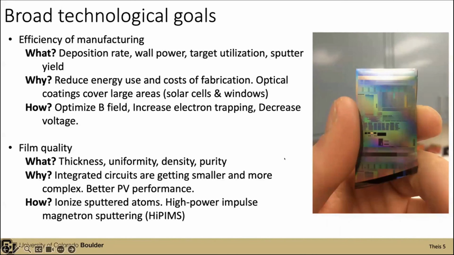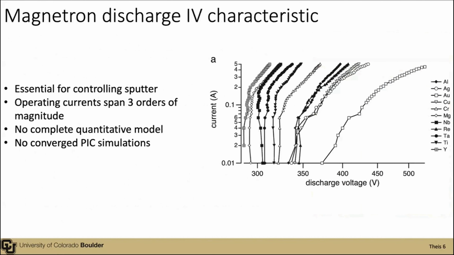And so that's an eventual goal of my research, is to model those, which are really high density and high currents. But for now, I'm interested in investigating the IV characteristic of these magnetron discharges. As I mentioned before, the voltage is critical for controlling these sputters, because that controls your current and therefore the sputter rate and your growth of your film in these chambers.